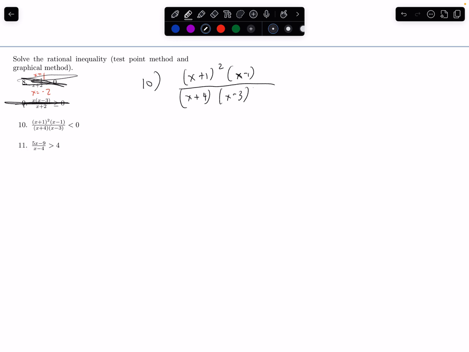Maybe we should graph one. Yeah, we should graph one. Okay, let's do zeros first. Zeros: x equal to negative 1 or positive 1. And then undefined points: x equal to negative 4, x equal to positive 3. Okay, so I've got 2 vertical asymptotes, it looks like. Yeah. So let's graph this one.